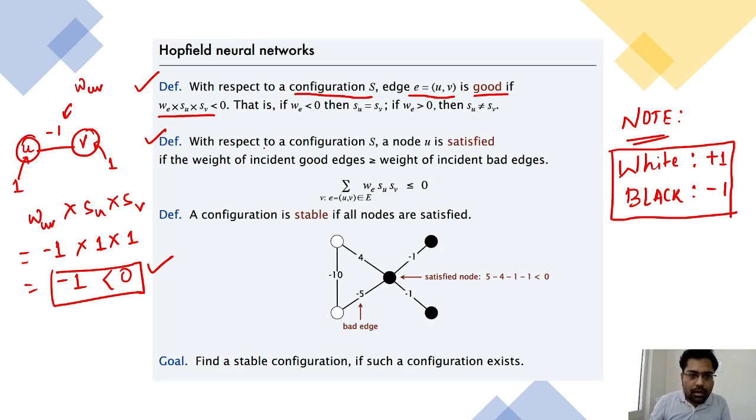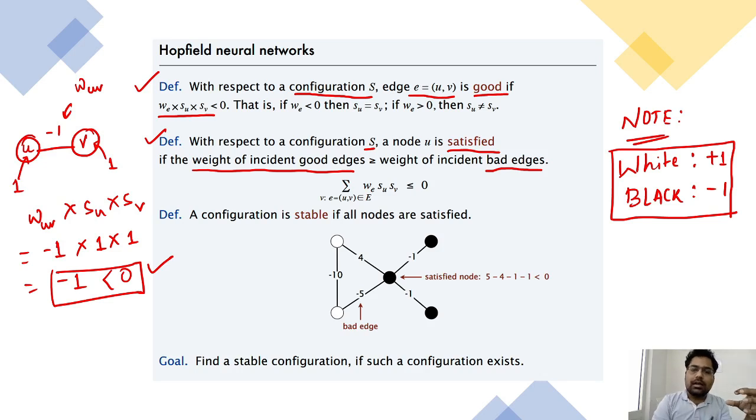Next, with respect to the configuration which we found, a node is satisfied. As we discussed earlier, how do we say a node is satisfied? If the weight incident to the vertex gives more good edges compared to bad edges, that is, the good edges are more than the bad edges incident to a particular vertex.